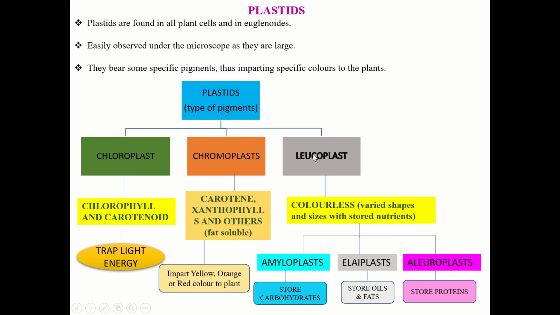Then the third one is the leucoplast. Leucoplasts are colorless, with varied shapes and sizes, and store nutrients. They do not impart any color. They are further classified into three types: amyloplast, elaioplast and aleuroplast. Amyloplast stores carbohydrate, elaioplast stores oils and fats, and aleuroplast stores protein. So this is the broad classification of plastids.